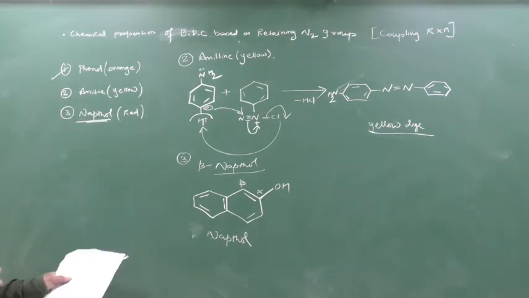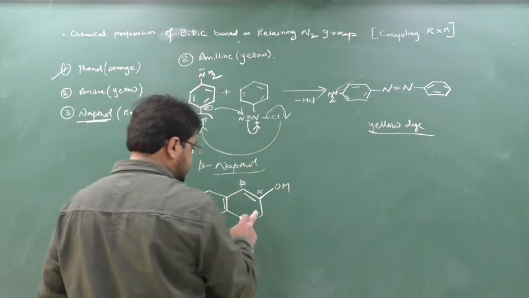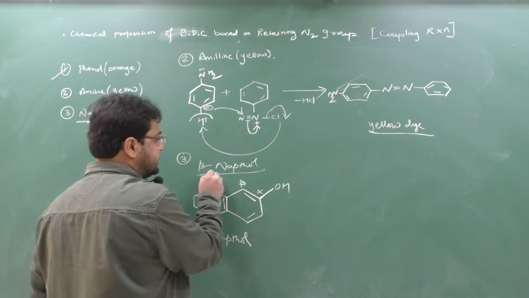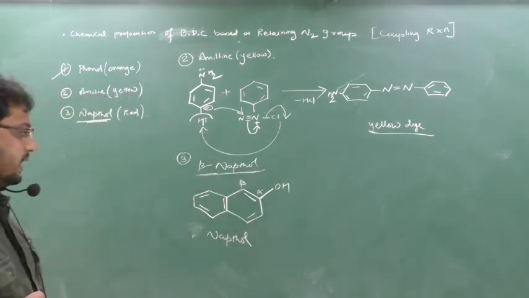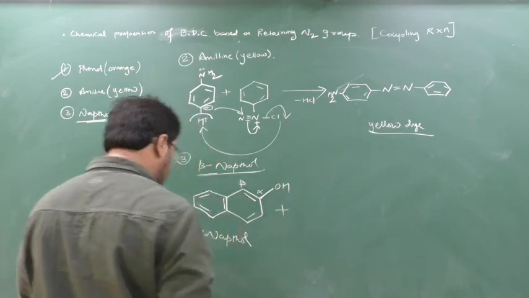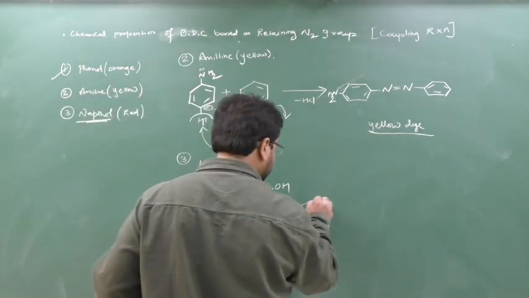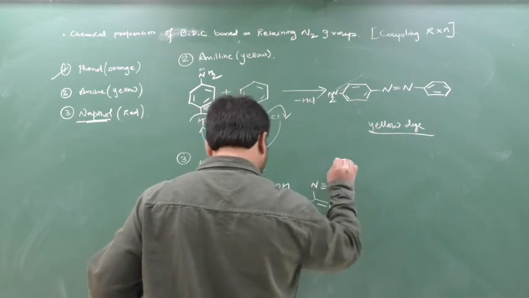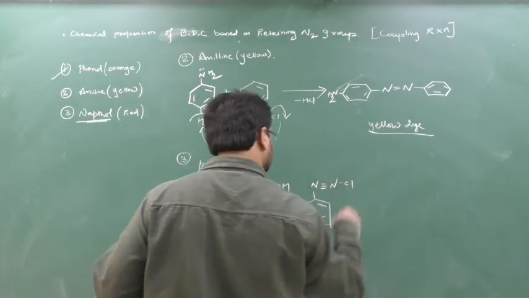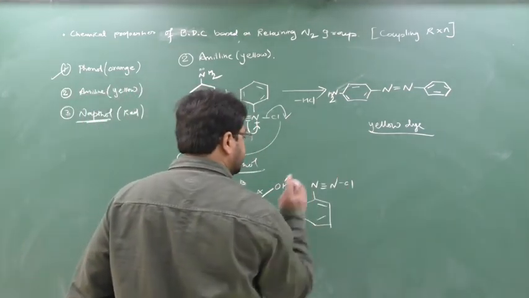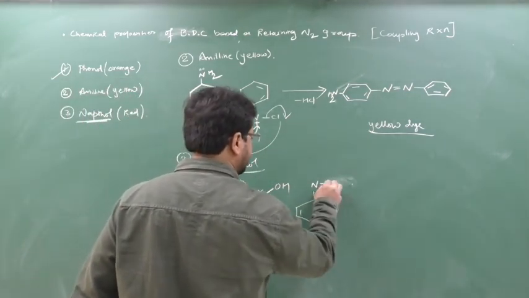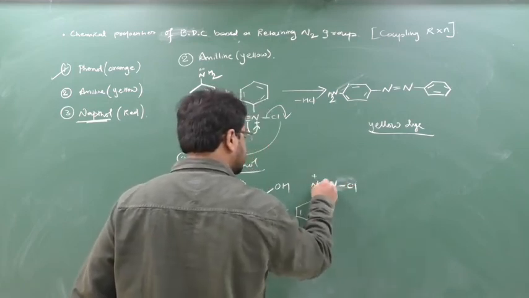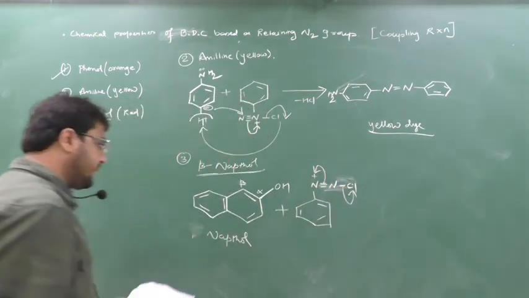Why beta naphthol red? I will tell you. This is the alpha position where OH will come, and we are going to do the reaction with the beta position. So this is the beta position. That's why it is called beta naphthol red. Now here also we are going to react with benzene diazonium chloride, triple bond N, here Cl. Here plus charge, this will go in this way, so this will go as Cl minus.